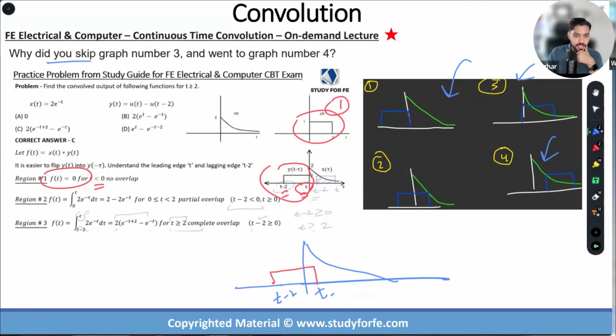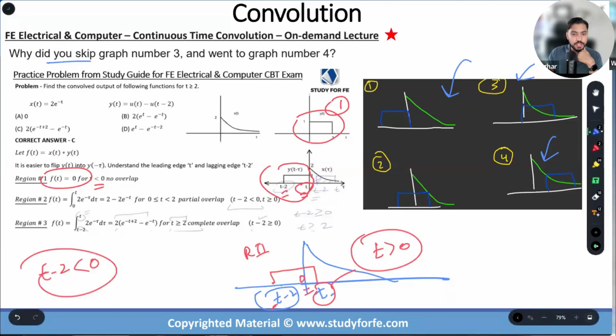The second region, R2, is defined by the fact that my t minus 2, which is my lagging edge, is still behind 0. You see 0 over here? But my t, the leading edge, is greater than 0. So we are bounded by this condition. The lower limit of integration, the hard limit, as I defined in the class, is established by 0. This is the fixed limit, because before this, the function is off. The output is off.